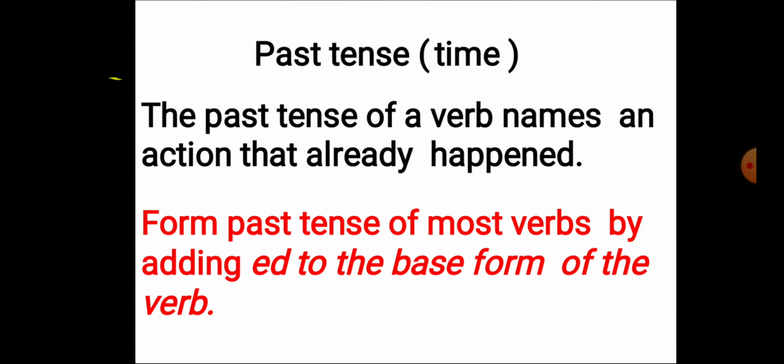Now, let's see what is past tense. The past tense of a verb names an action that already happened. Means past tense denotes that the action is being completed and being over.